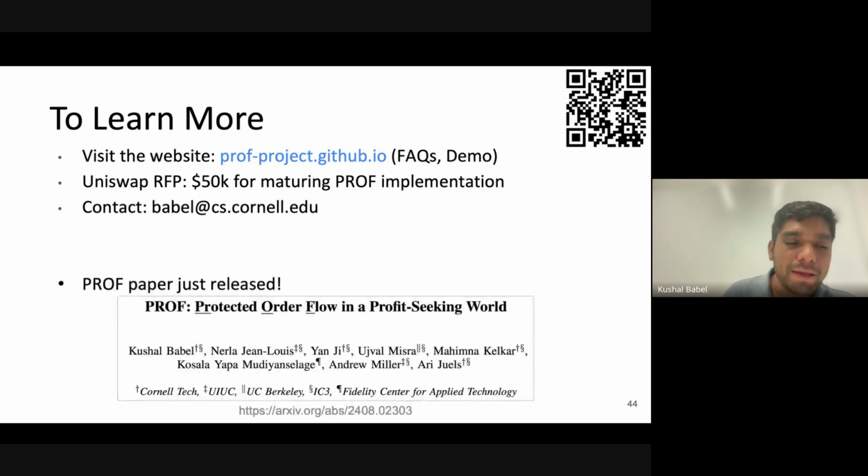The paper is just out. It has a lot more details. Because it's designed to be a practical system, we had to consider a lot of details, so you'll see a lot of details, both theoretical and practical, in the paper. With that, I can take more questions, and we can move to the discussion part of the session.